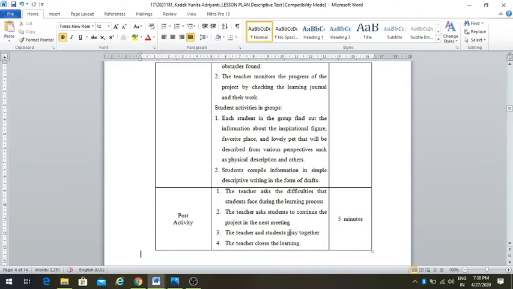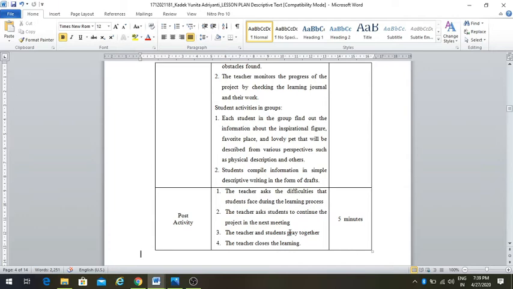And at the end of the lesson, when the teacher asks students to continue the project in the next meeting, the students are asked to prepare pictures that are relevant to the description text, as well as the elements of the wall magazine needed. They will bring all of this in the second meeting.